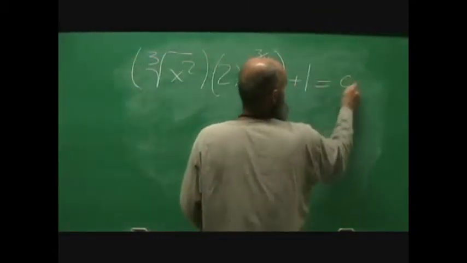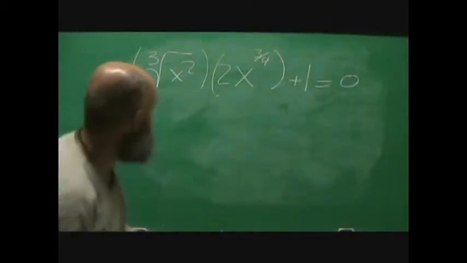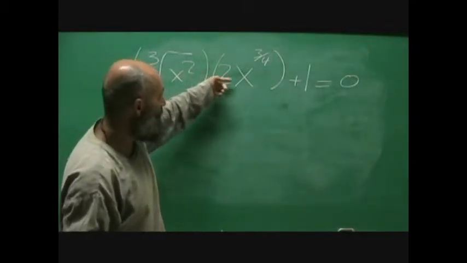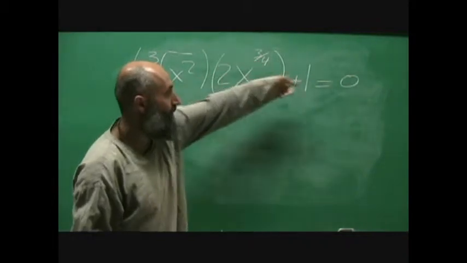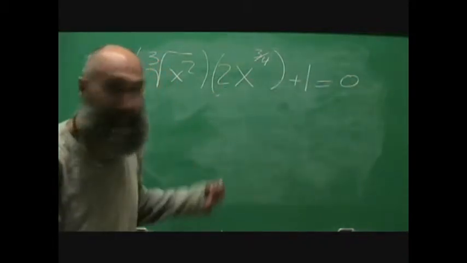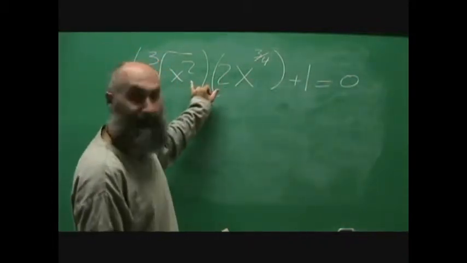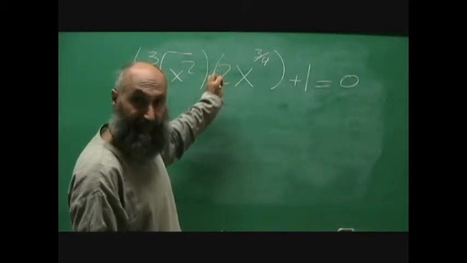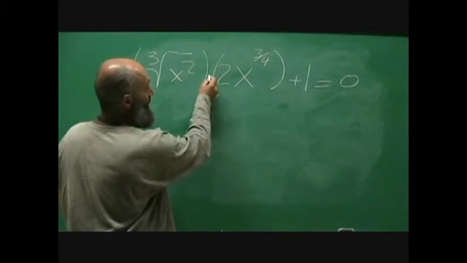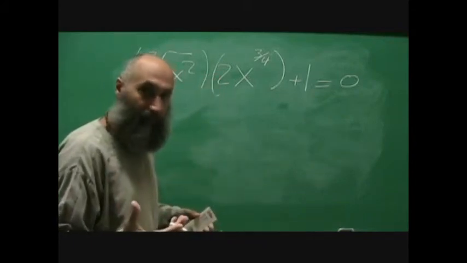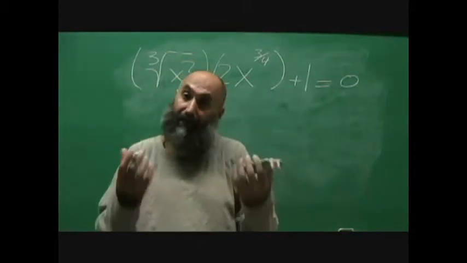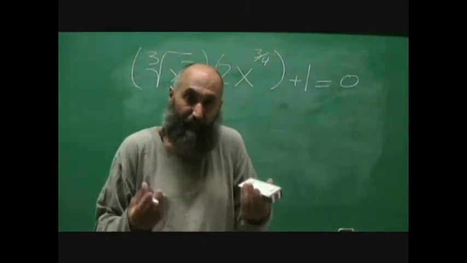Let's say you had this function where you got the cube root of x squared times 2x to the power of 3 over 4 plus 1 is equal to 0. Now this thing is fairly straightforward because what we have here is a multiplication, and we're able to combine these two x's together. If we had a plus here, then we would have a problem. We wouldn't be able to solve this equation without bringing in other techniques to do it.